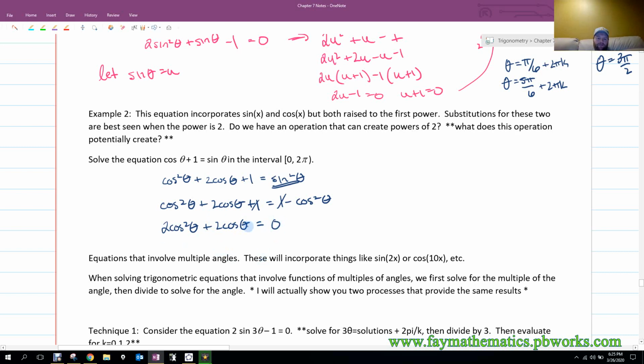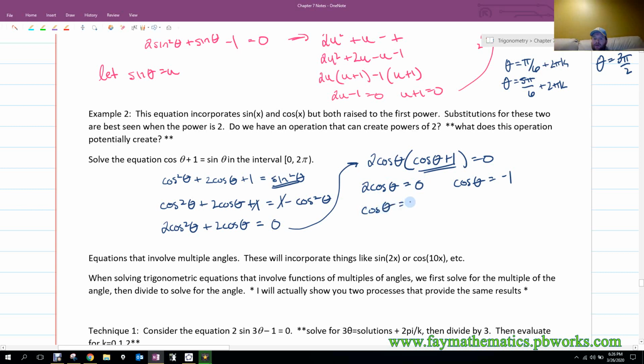Okay. So now this is a nice one to factor because it's 2 terms. This is like if I let cosine be u, it would be 2u squared plus 2u. So I can just factor out a GCF. And that GCF in this case is going to be 2 cosine theta. And I'll be left with cosine theta plus 1 equals 0. So then 2 cosine theta will equal 0, and cosine theta will equal -1. Okay. So this set here, I know I skipped some algebra, but it came from that factor. All right, so divide both sides by 2, it gives me cosine theta is equal to 0.